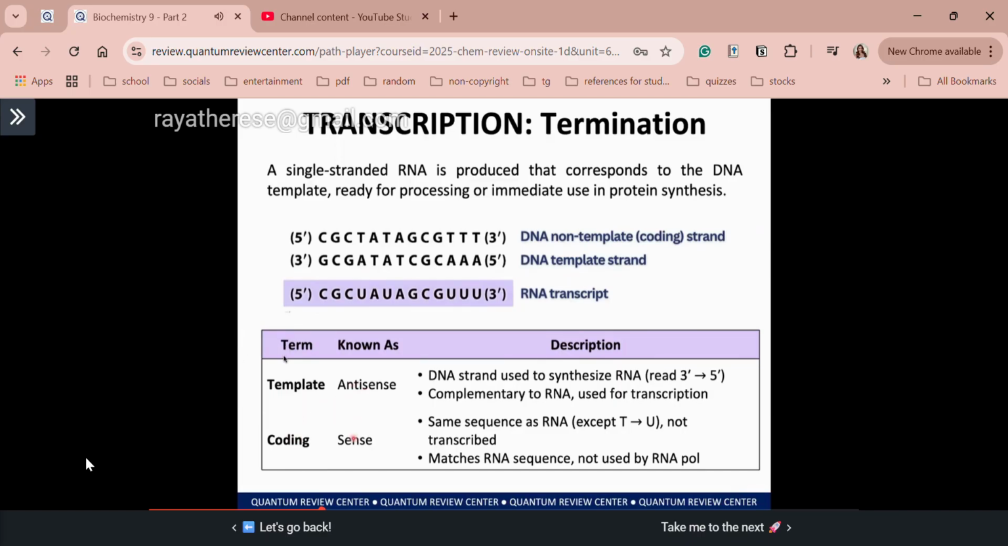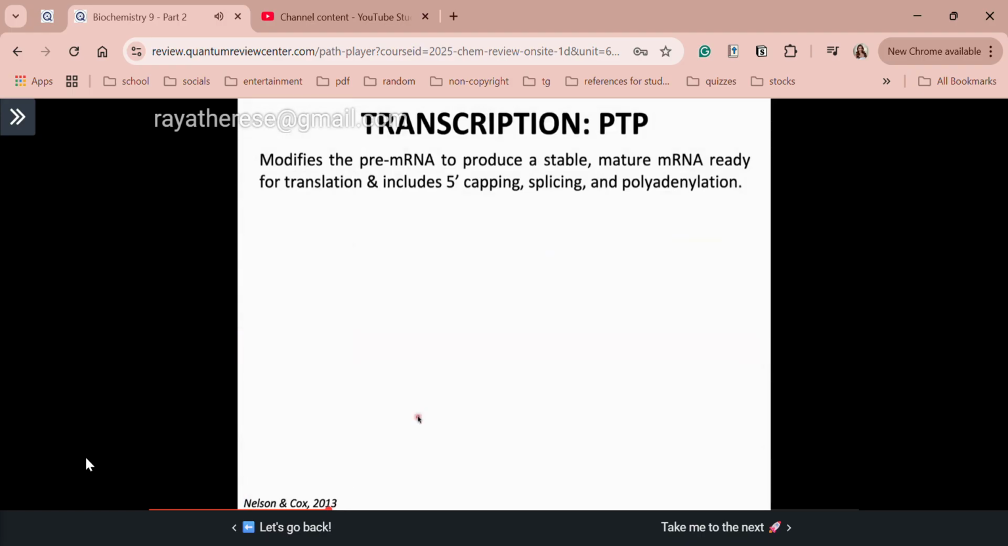For the description again, the template is the one used in your transcription, and this is read 3' to 5' because we synthesize it in the complementary direction, 5' to 3'. Again, this template strand is complementary to RNA, and the coding strand or sense strand is similar to our RNA transcript, except your thymine is replaced by U. So class, again, the coding strand is not used by your RNA polymerase in your transcription.